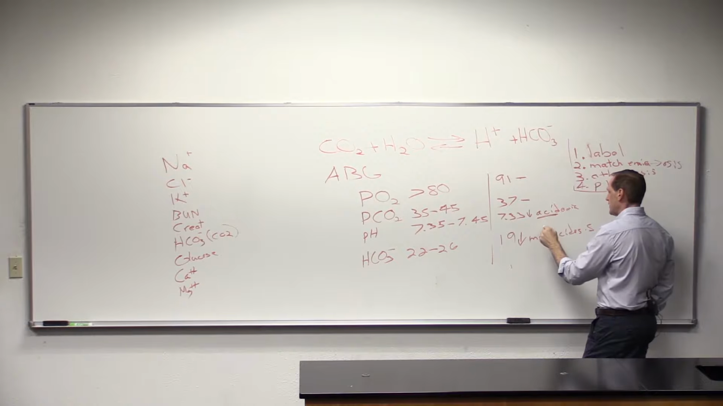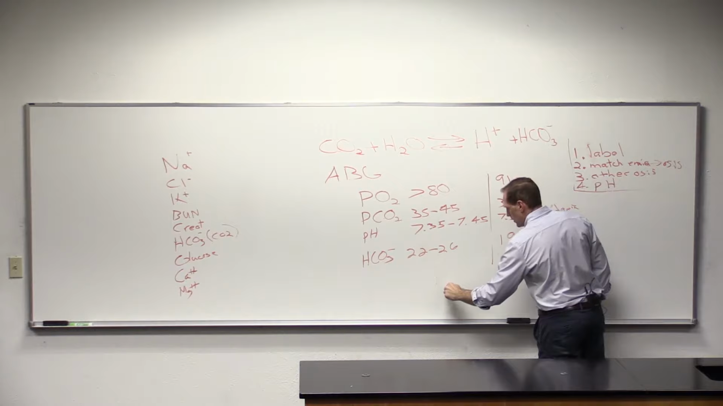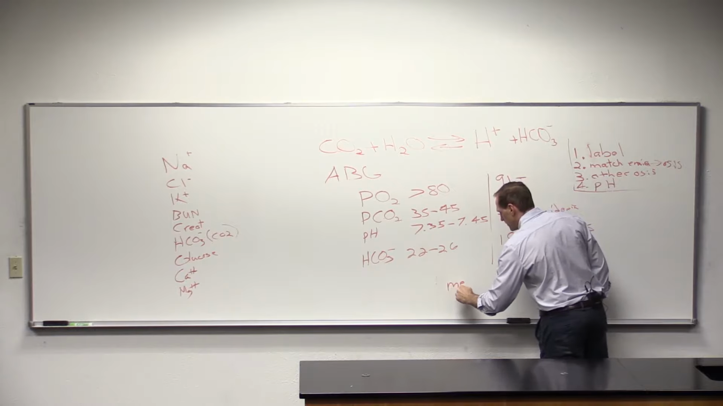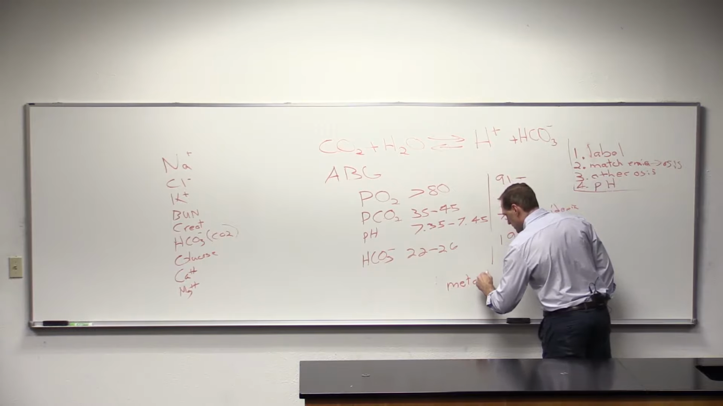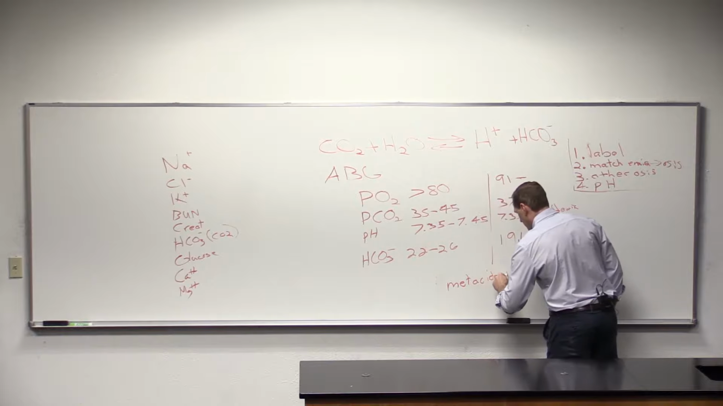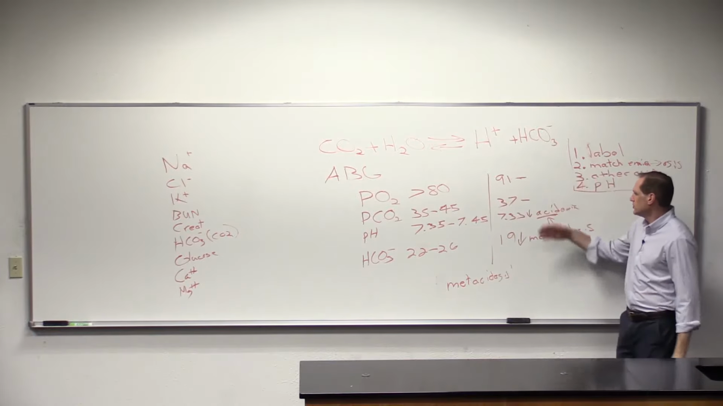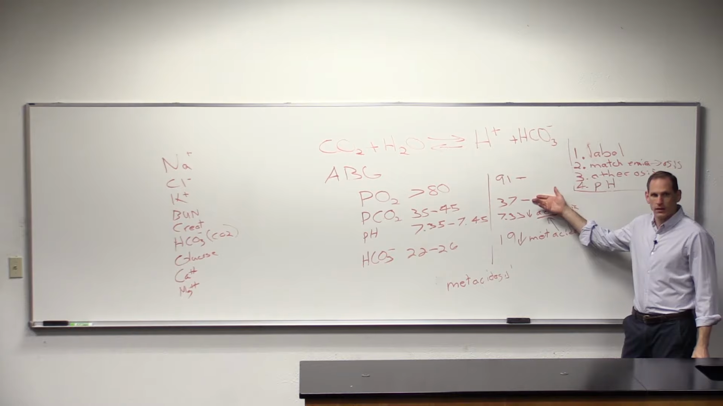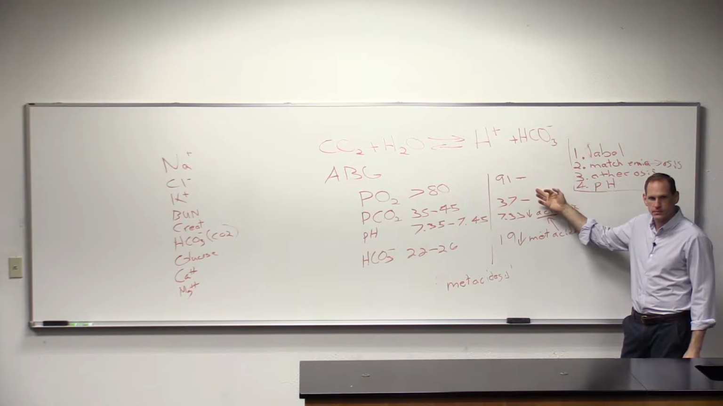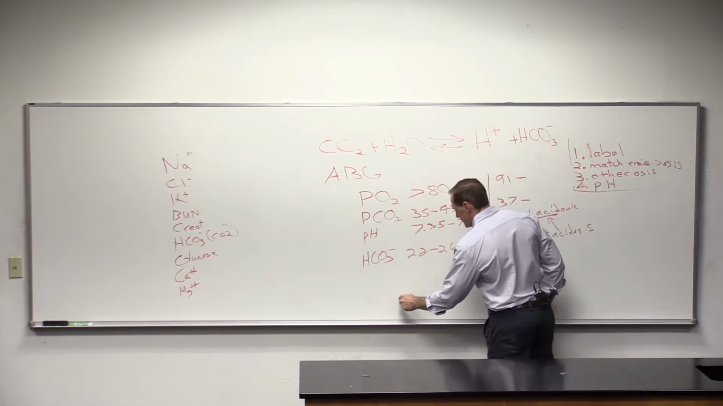Acidemia matches with metabolic acidosis. So our problem is metabolic acidosis. Step number 3, we match the other osis. There isn't another osis. So what does that mean? It's uncompensated.